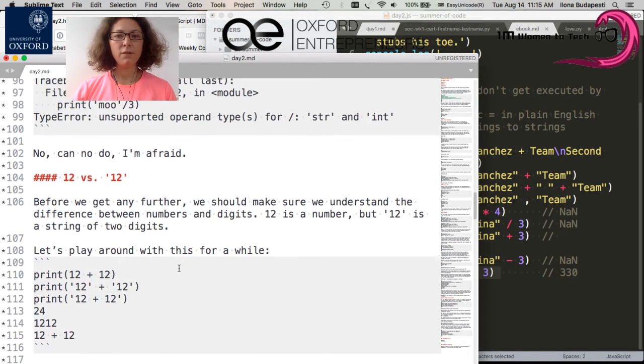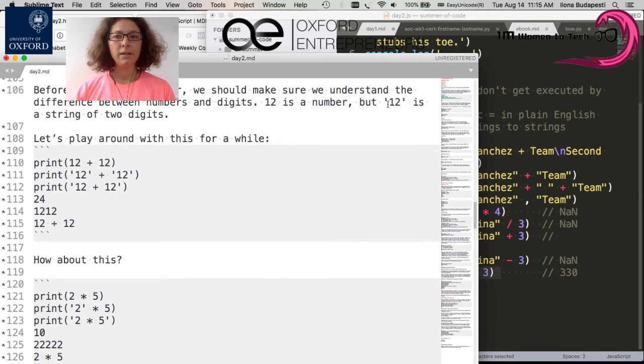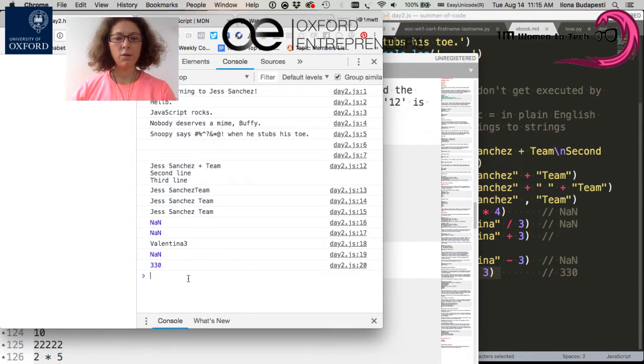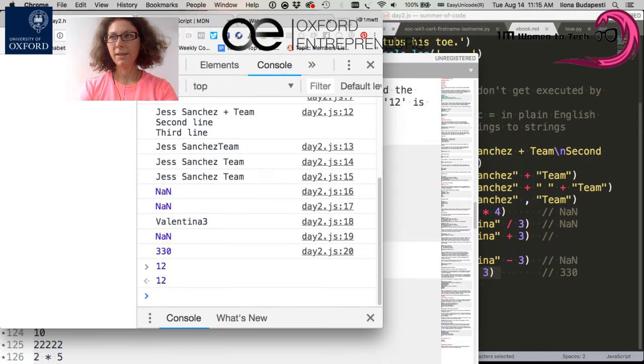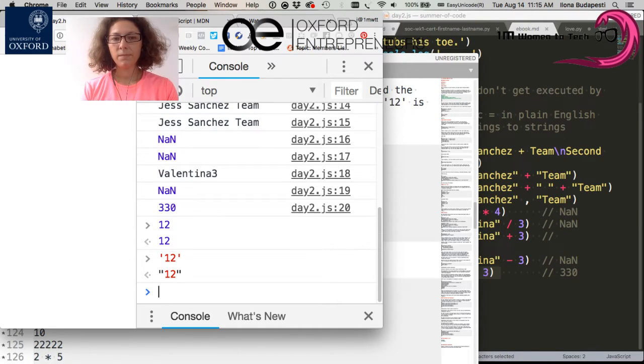Before we go any further, we should try to understand that 12 is a number, but quotation mark 12 is a string of 2 digits. Let's work on that in our console. So 12 here is a number. I can try to make it a little bigger. And 12, you see it has a different color, is a string of 2 digits.